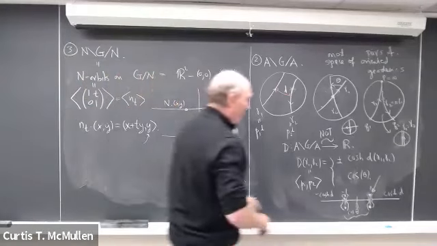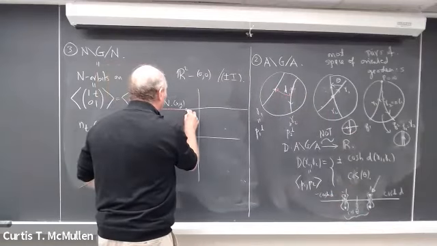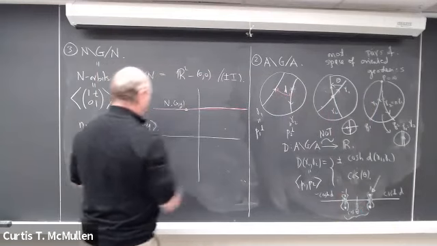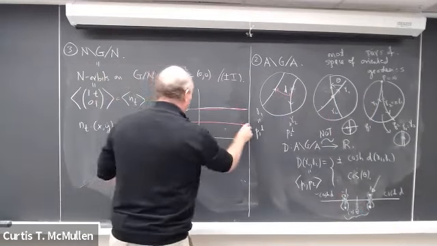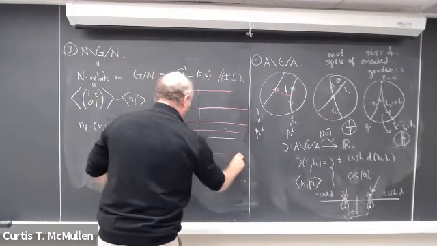Actually, let me draw it in red, so it's distinguished from the coordinate axes. So there's a typical n orbit. And here's another n orbit. And here's another n orbit. Here's some other n orbits.